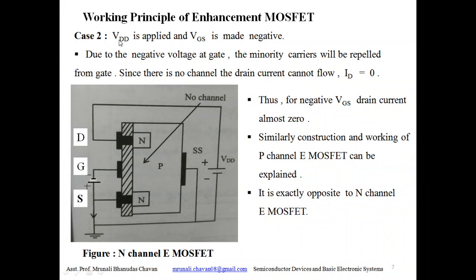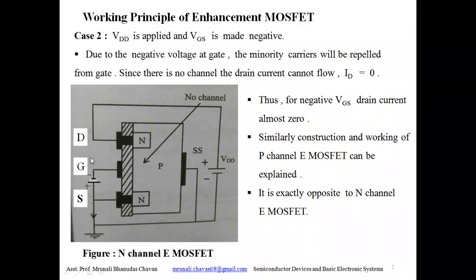Next is case 2. In case 2, VDD is applied and VGS is made negative, and due to the negative gate voltage, the minority carriers will be repelled from gate. Since there is no channel, the drain current cannot flow and ID is equal to 0.